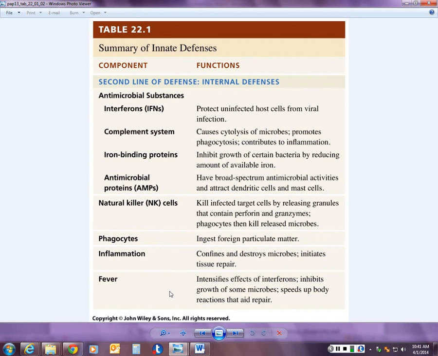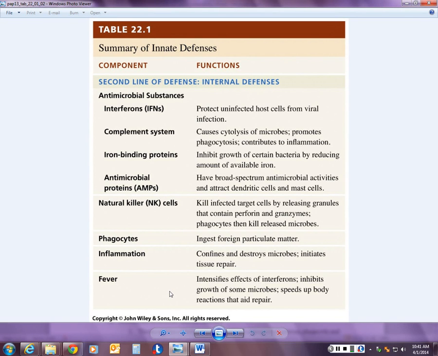But that increase in body temperature does come with some benefits. The first of those is that it can intensify the effects of some antimicrobial substances. What happens is when the core body temperature is increased, the cell membranes become a little bit leakier. And those leakier membranes will allow antimicrobial substances to penetrate cells that may be infected a little bit easier. This will help improve or intensify the effects of those antimicrobial substances.